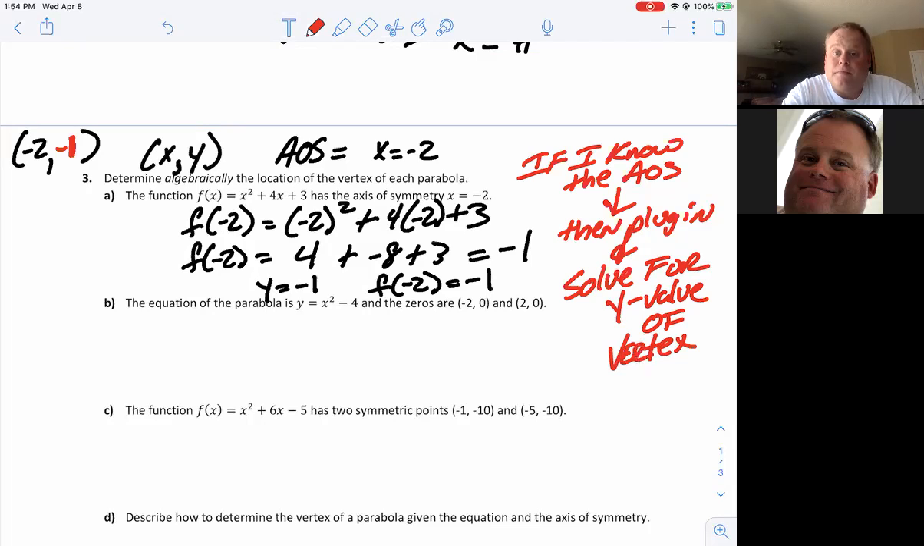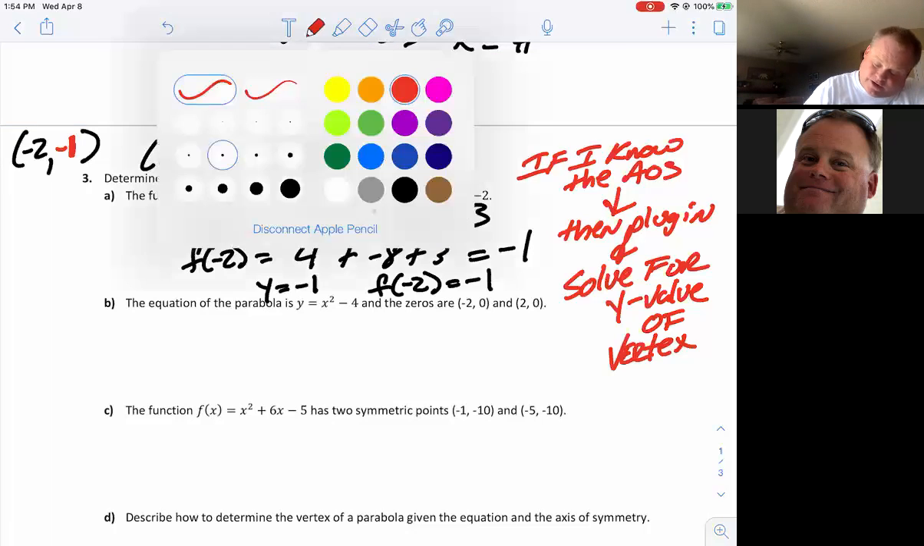Okay? All right. So let's do the next one. The equation of the parabola is y equals x squared minus 4, and the zeros are at (-2, 0) and (2, 0). Well, this time I didn't get the axis of symmetry, but we're doing exactly what we did on the first page, and that is I need to find my axis of symmetry.